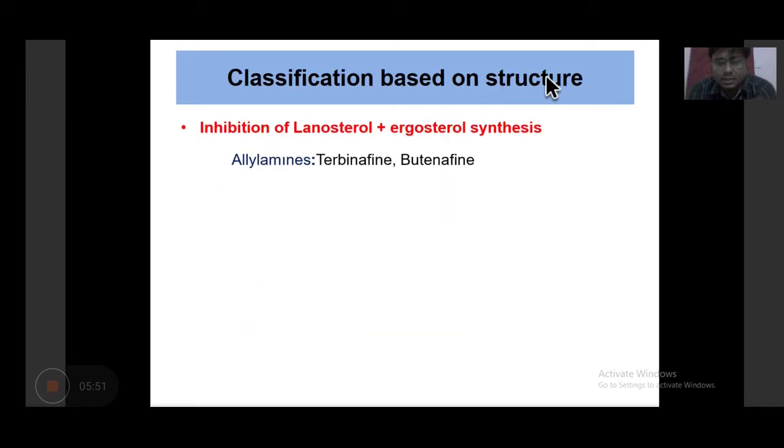So this allylamines, terbinafine and butenafine, is another group of drugs which inhibit ergosterol biosynthesis by acting on another level of the pathway. We'll see it when we discuss terbinafine.